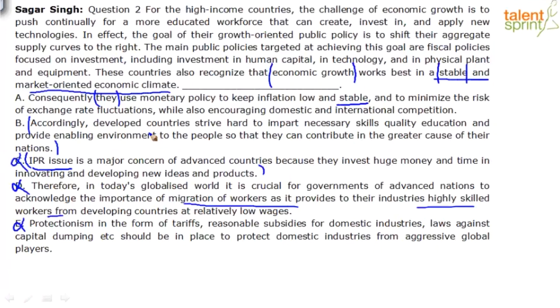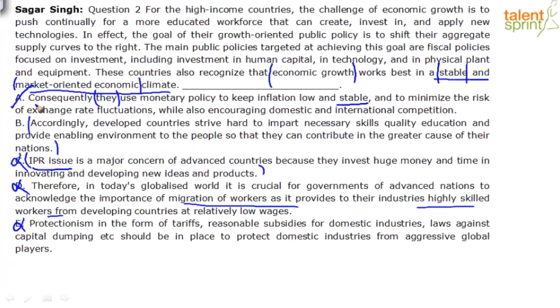Consequently, they, the countries, what will they do? Because they recognize that economic growth works best in such an environment, stable and market oriented economic climate, market oriented, which means they still want to harness or increase business, right, in the market. So how can that happen? If they minimize the risk of exchange rate fluctuations, and if they encourage domestic and international competition, that's going to help in creating a positive market oriented economic climate, right? And if they keep inflation low and stable. So the closest option that will support the last or end this paragraph is A and not B, right?